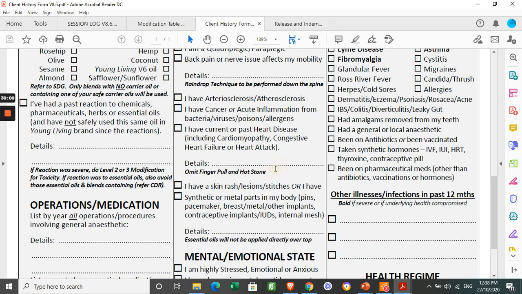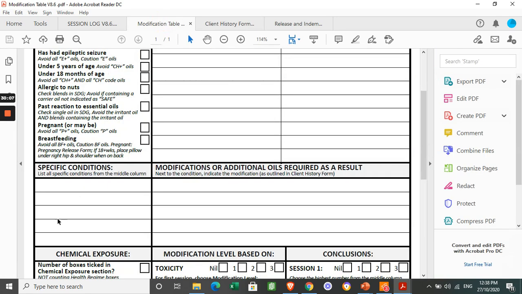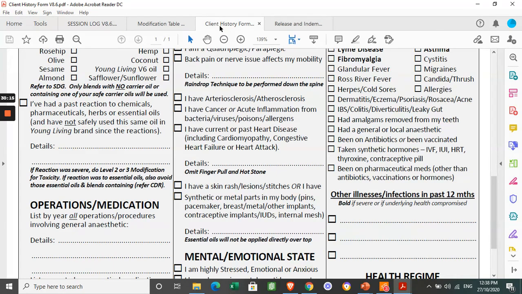And then again, that contraindication or that modification would be written over here, still under specific conditions, and then omit the finger pull, and hot stones would be written there as well. Now, I want to see you write the whole modification, irrespective of whether it's for hot stone or for raindrop or for VitaFlex. It's just a good practice for you to be in.